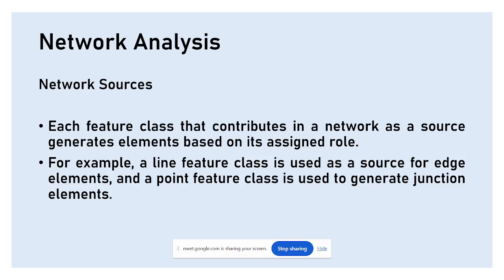So each feature class that contributes in a network as a source generates elements based on its assigned role. So for example, a line feature class is used as a source for edge elements, and a point feature class is used to generate junction elements. Just the same thing that I said. Every time that you talk about edge sources or edge elements, it's always related to a linear feature or a line feature. And every time you talk about a junction element or a junction source, you are talking about a point feature or a node for that matter.